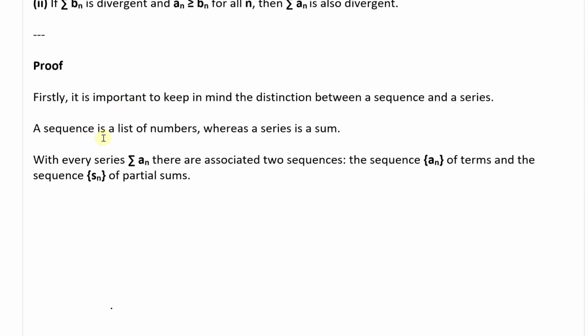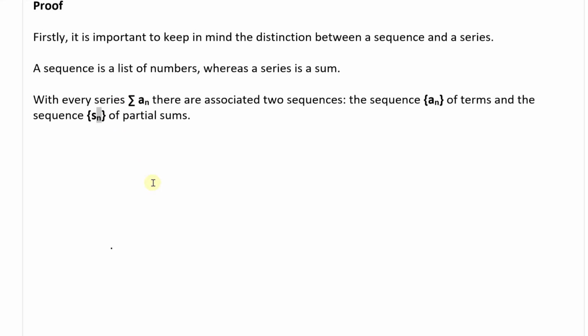And further, with every series, summation of a_n, there are two associated sequences: the sequence a_n of terms, and the sequence s_n of partial sums. So that is the sum of the terms when you add up all the terms up to n, which could be 10, 20, and so on. If it goes to infinity, that's the total sum.